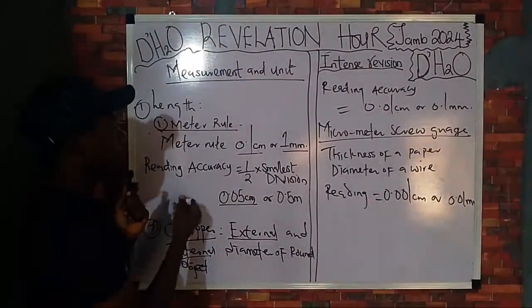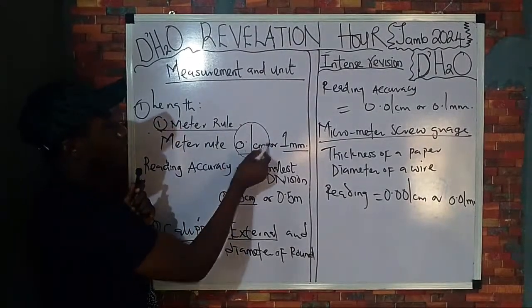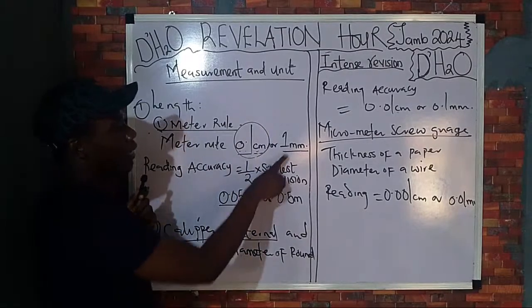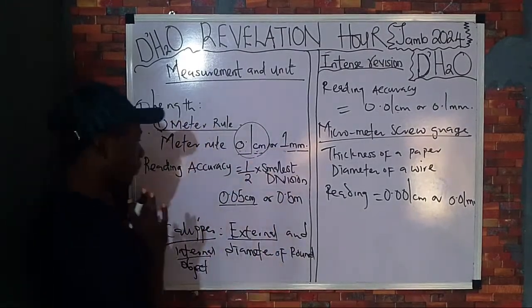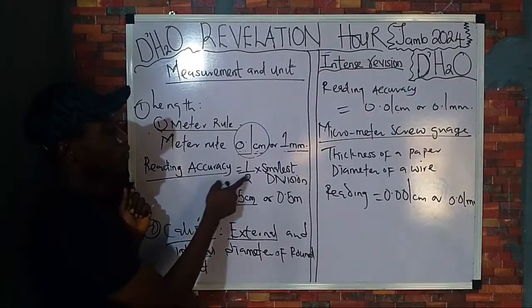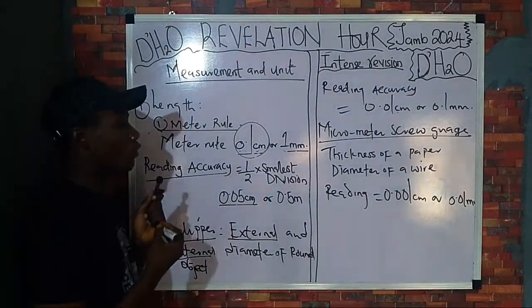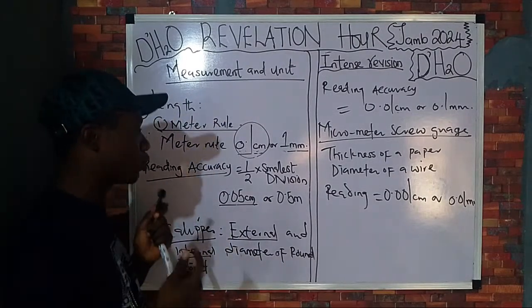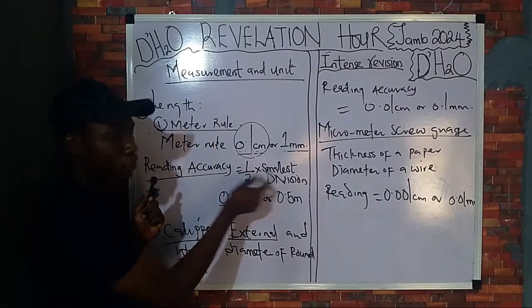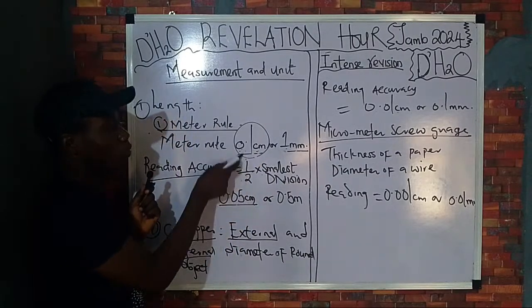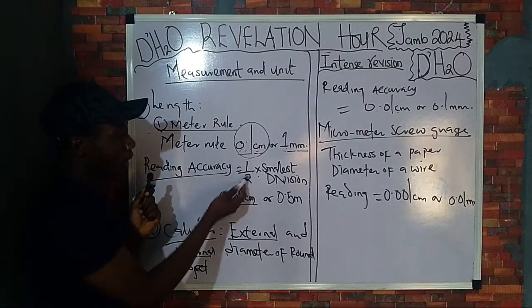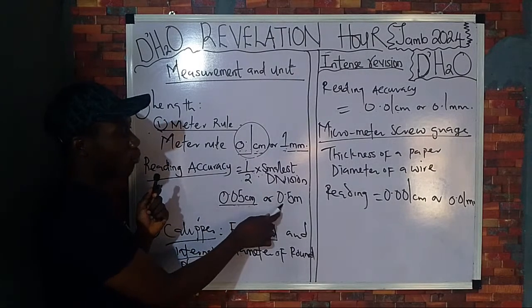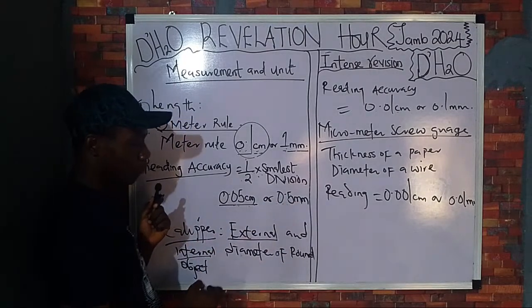This is your meter rule. It measures up to 0.1 centimeter, that's 1 decimal place in centimeter, and 1 millimeter. Take note of that. The reading accuracy is 1/2 times the smallest division. So if you see a question like the reading accuracy of a device that is graduated in centimeter, it is 1/2 times the smallest division. So if you put your 0.1 in this place, you are going to get 0.05 centimeter. Then if you put 1 here, you are going to get 0.5 millimeter. Are you getting it now?